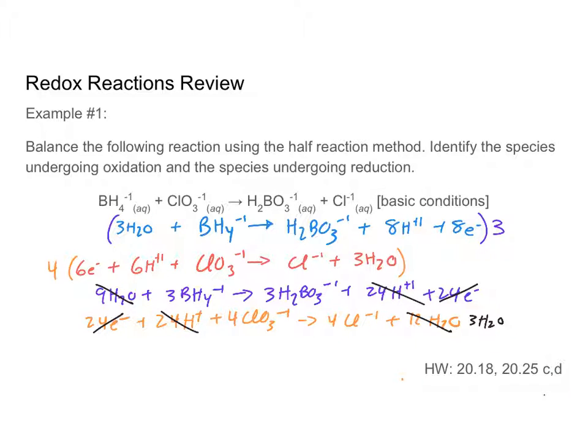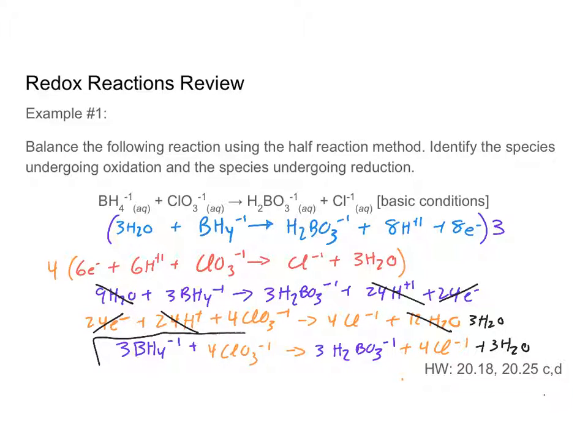So when I rewrite this reaction all together, I'm going to take the 3 BH4 minus 1 plus the 4 ClO3 minus 1 makes the 3 H2BO3 minus 1 and the 4 Cl minus 1 and the 3 waters. So that's my balanced half reaction down here.